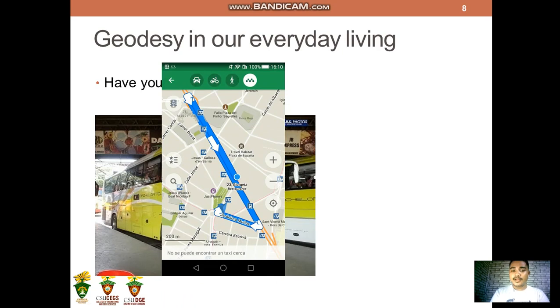Or have you experienced or used this one? Maps.me or Google Maps. Especially in places you are not familiar with or that you are visiting for the first time. So we try to look for another mapping application to help us become familiar with which way the street goes, and which way leads to a place. So that's it.